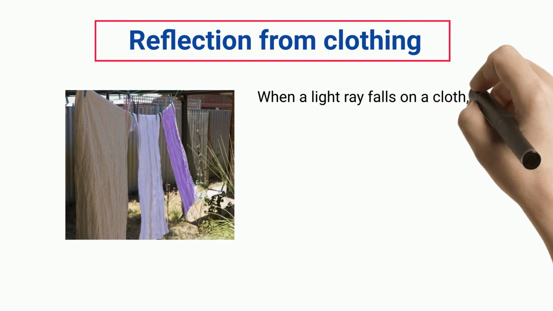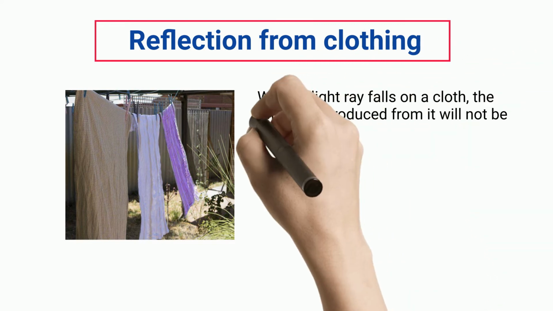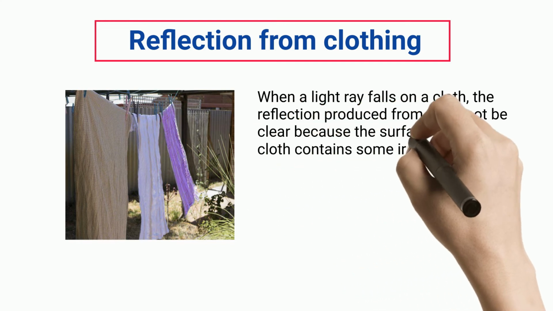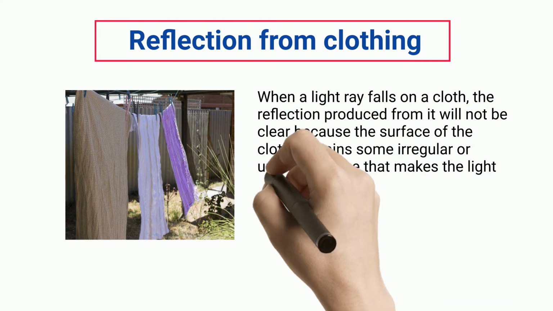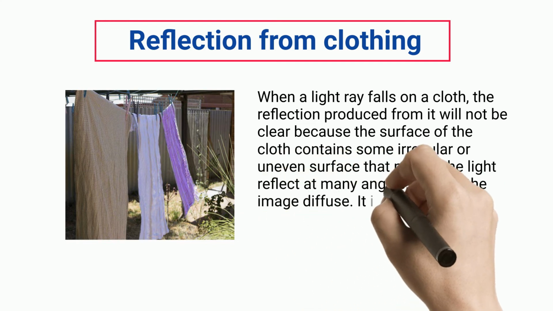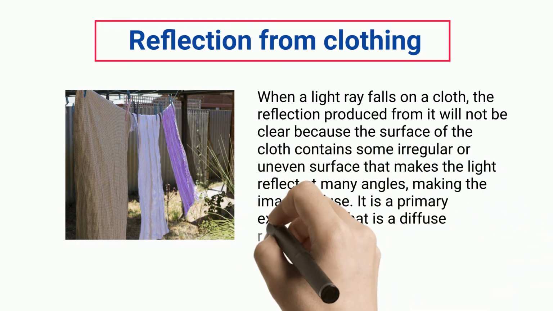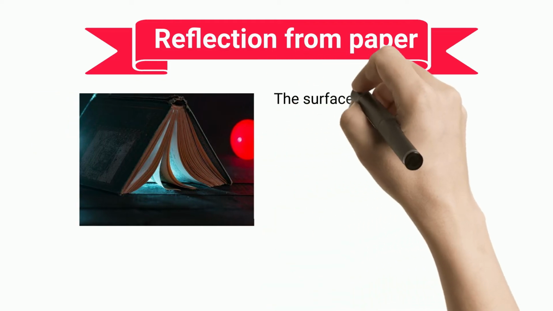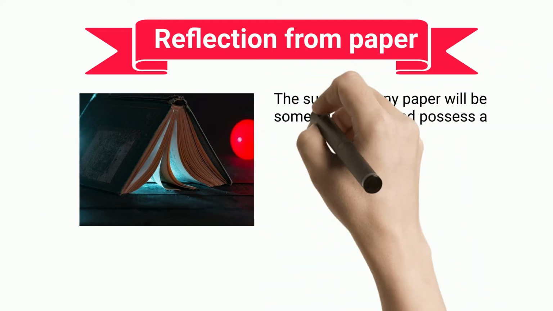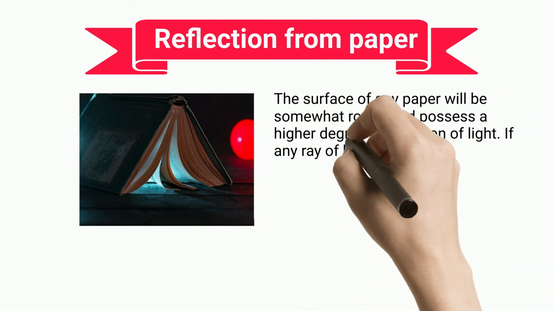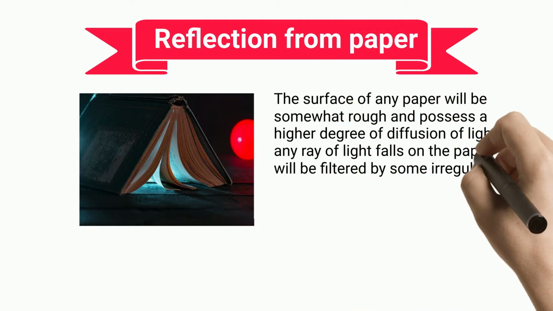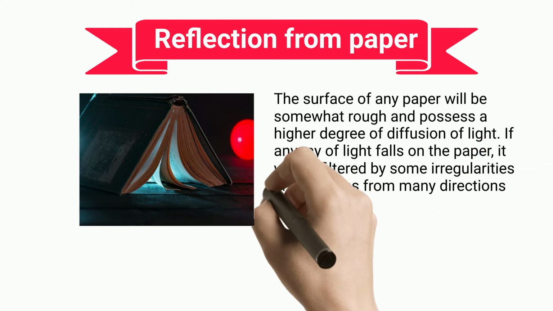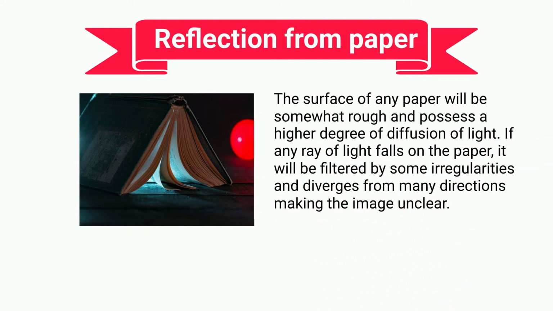Reflection from clothing. When a light ray falls on a cloth, the reflection produced from it will not be clear because the surface of the cloth contains some irregular or uneven surface that makes the light reflect at many angles, making the image diffuse. It is a primary example of what is a diffuse reflection of radiation. Reflection from paper. The surface of any paper will be somewhat rough and possess a higher degree of diffusion of light. If any ray of light falls on the paper, it will be scattered by some irregularities and diverge in many directions, making the image unclear.